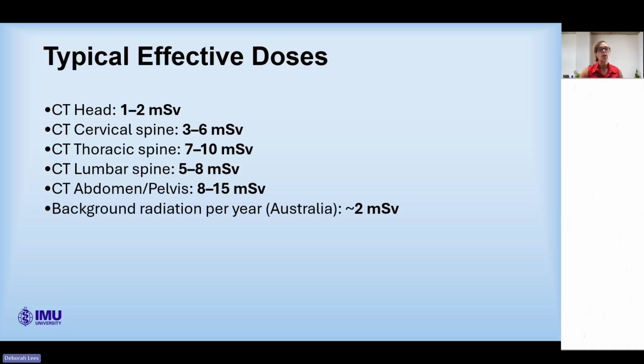And background radiation per year in Australia, I'm not quite sure what it is like in Malaysia, but certainly in Australia, is approximately 2 millisieverts per year. So it is slightly variable in the world depending on where a person is based.